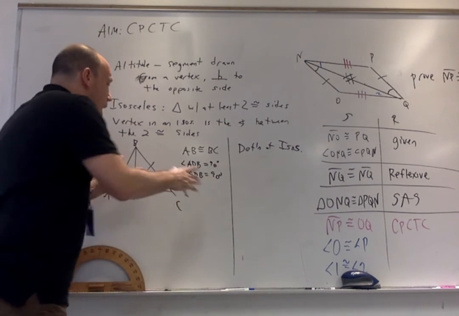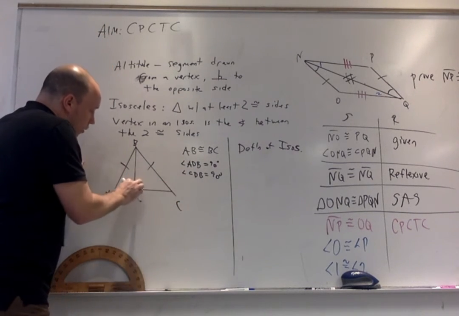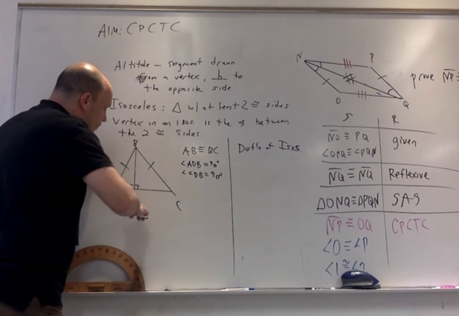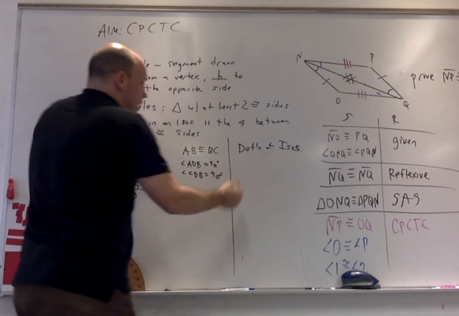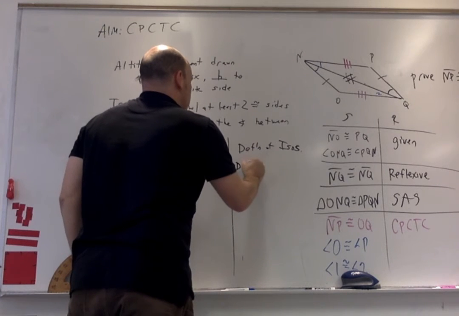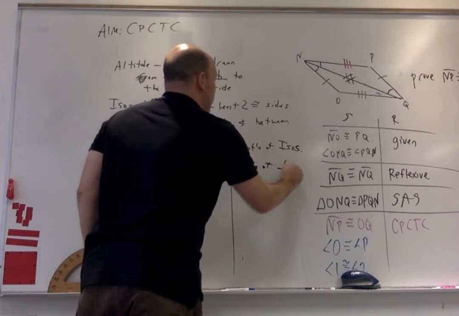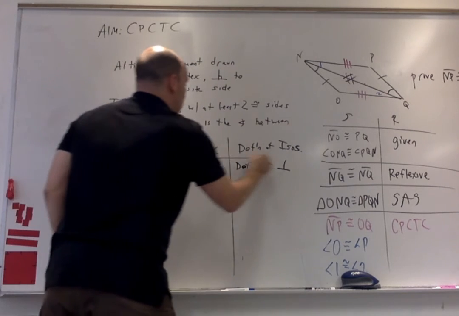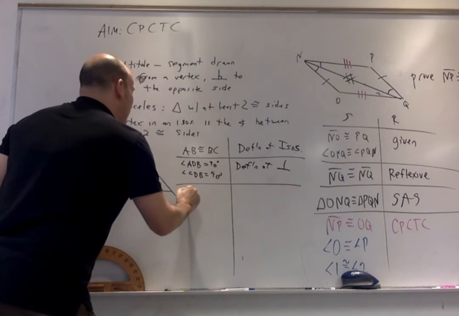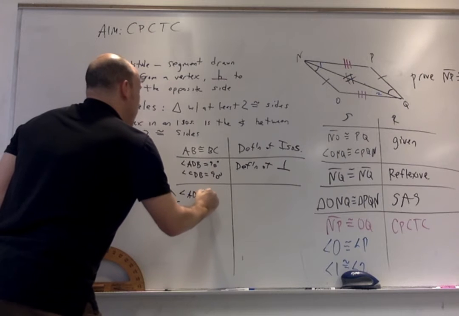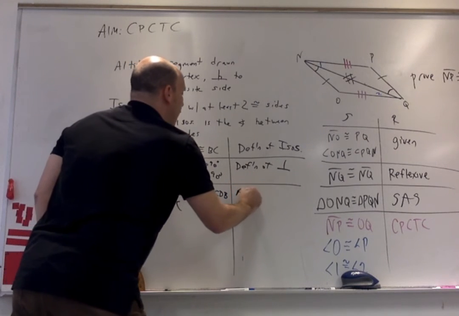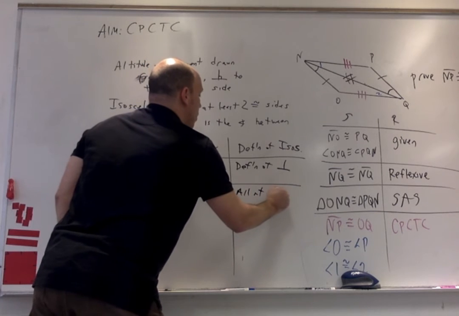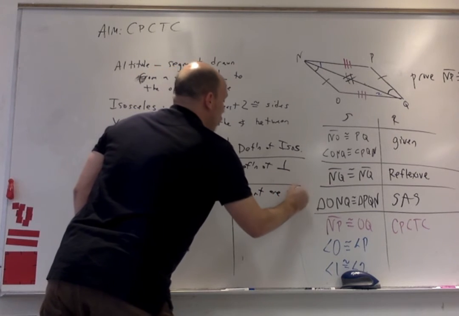I apologize. Anyway, we see that the altitude is perpendicular to the base. So we have angle ABD is 90, CBD is 90. Definition of perpendicular. What else do we know? Okay, angle ADB is congruent to angle CDB. Why? All right angles are 90 degrees. All right angles are congruent.